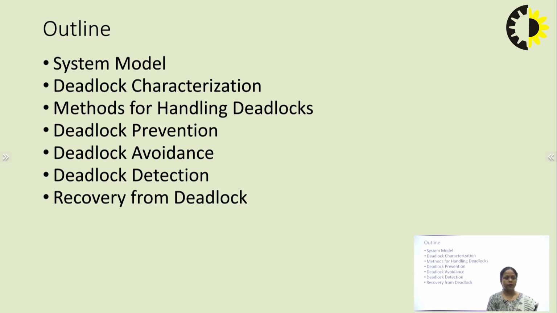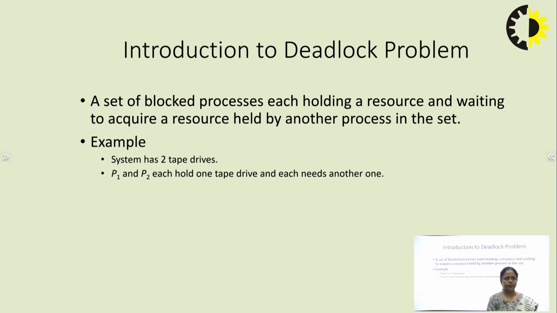Okay. So firstly, we will understand what is the meaning of deadlock. Introduction to deadlock. How we can understand deadlock. A set of blocked processes, each holding a resource and waiting to acquire a resource held by another process in the set. This phenomenon is known as a deadlock. For example, we have two tape drives, which are the two resources in a system, and P1 and P2 are two processes which hold each tape drive but send a request to another for the other tape drive.